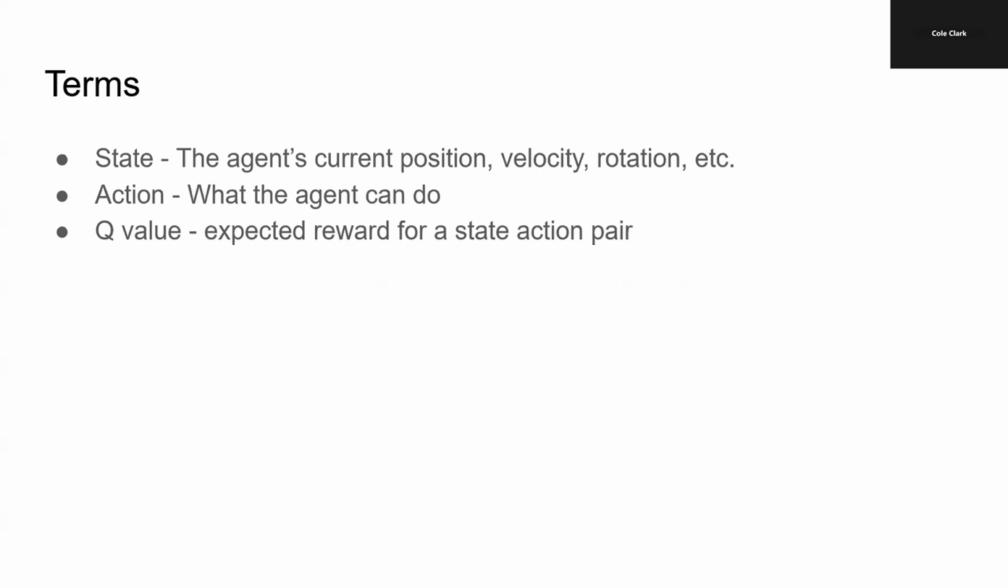An action is what the agent can do. This could include jumping, moving left, or moving right. A Q value is the expected reward for choosing an action at a certain state.